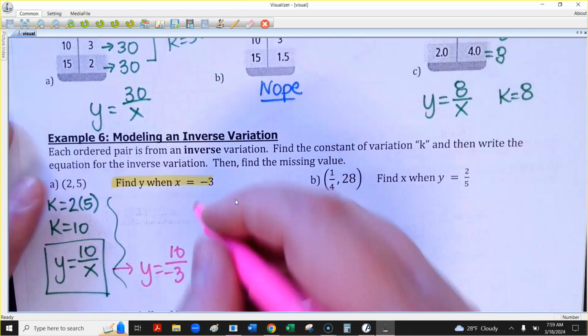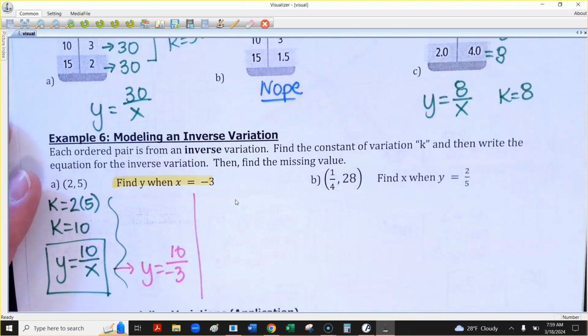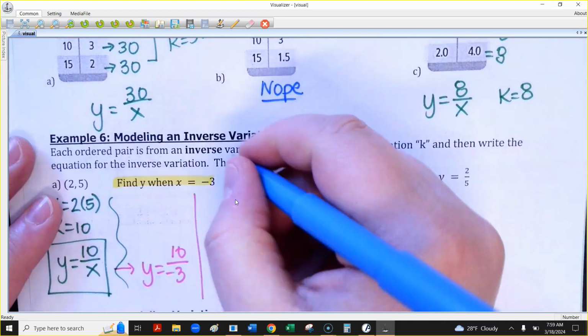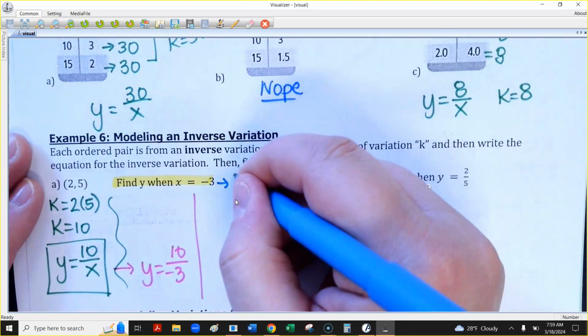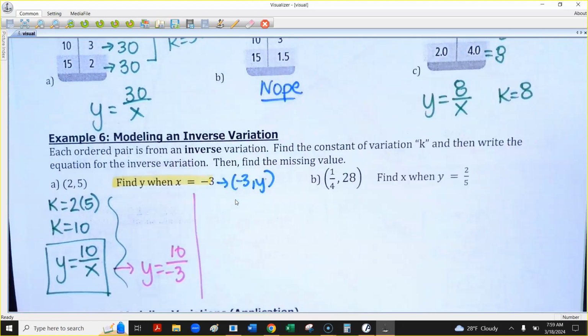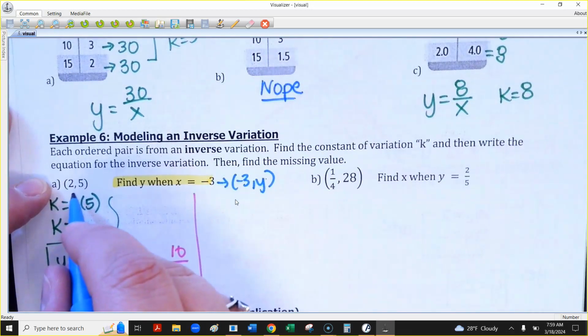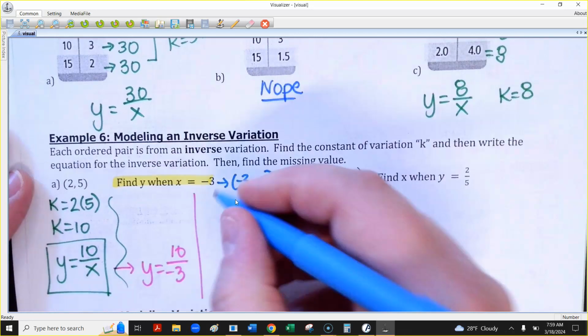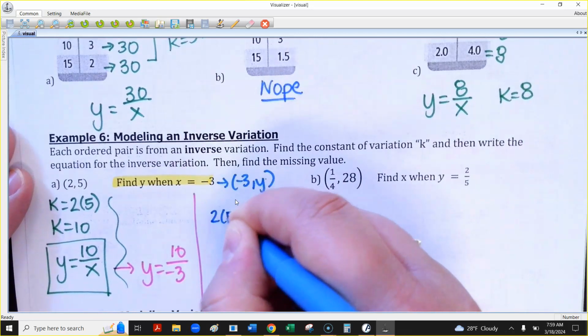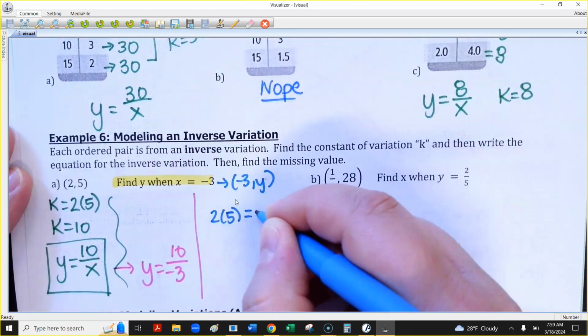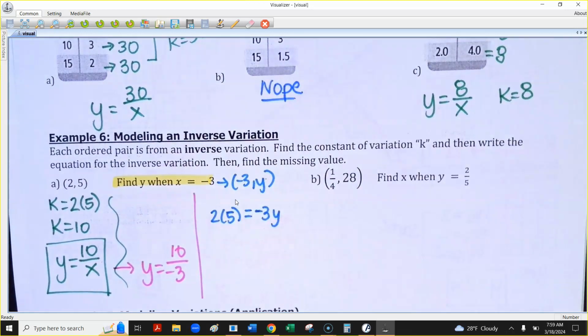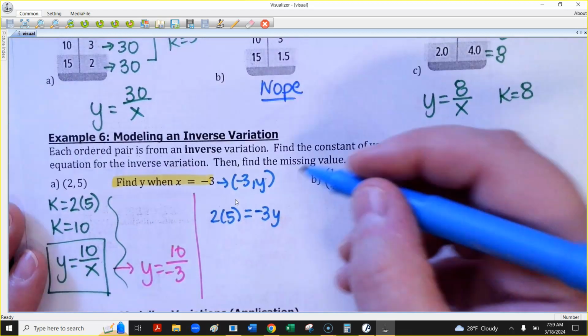The other option, if you have this situation for an inverse variation, you're basically being given the point with x equal to -3, and then we don't know y. So the other option here, if you know the x and y coordinate of a point, both of them, your k value, 2 times 5, would have to be equal to -3 times y. So that's another way you could set that up if you don't want to write the equation out. If you have the equation, you can do it that way too. You should get the same answer.